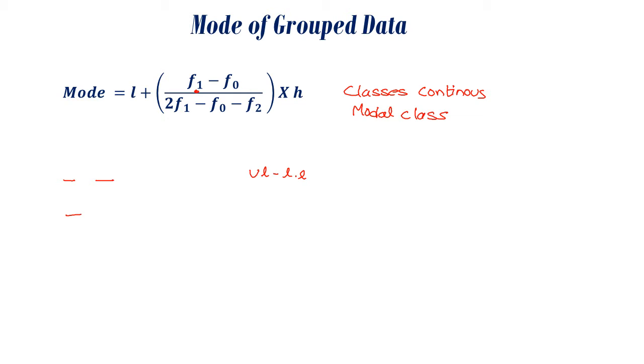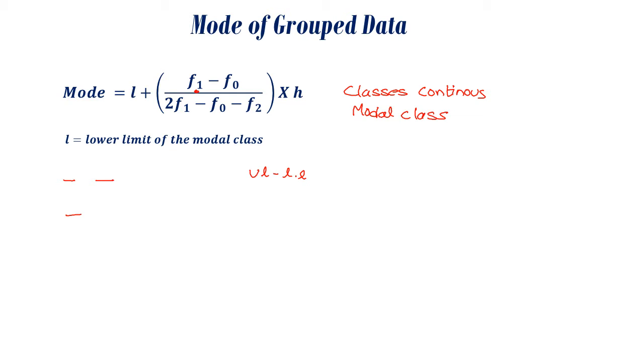This actually locates the positions of the frequencies. In this mode, there is no need to draw the table. We just have to write what is given. If you write what F1, F0, L and H are, that's more than enough. The first thing, the classes should be continuous. The second thing, we have to find the class which has the maximum frequency. The class having the maximum frequency will become the modal class. L is the lower limit of the modal class.